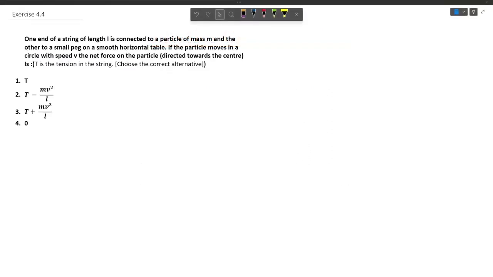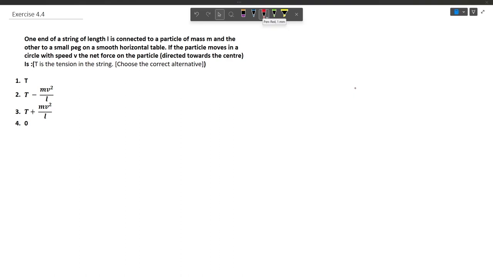The question says that one end of a string of length L is connected to a particle of mass m, and the other to a small peg on a smooth horizontal table. If the particle moves in a circle with speed v, the net force on the particle towards the center is: we have to assume T is the tension in the string, and choose the alternative among these. So let us pictorially represent the question here.